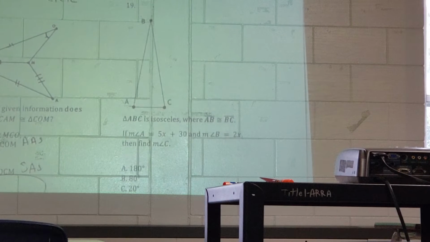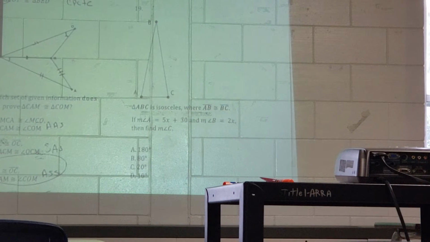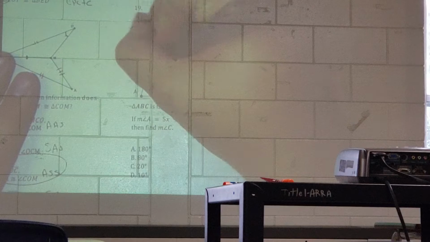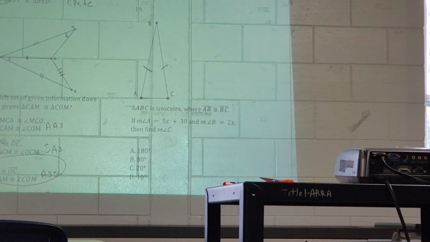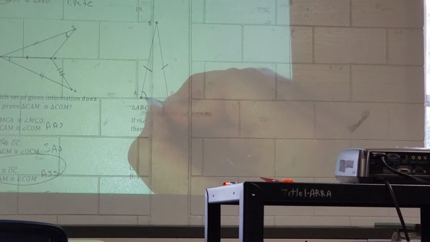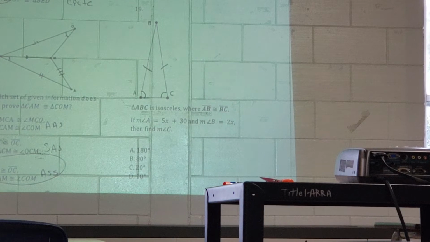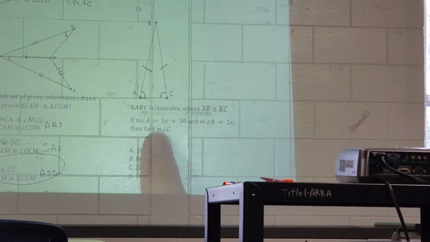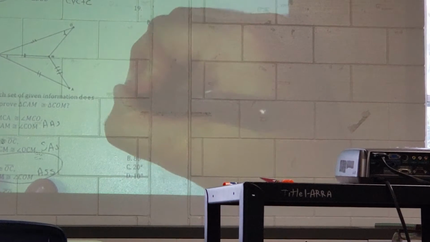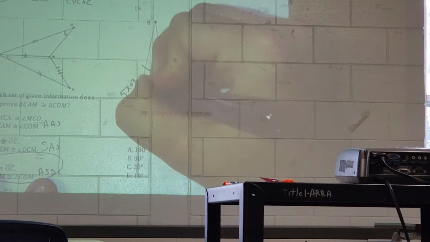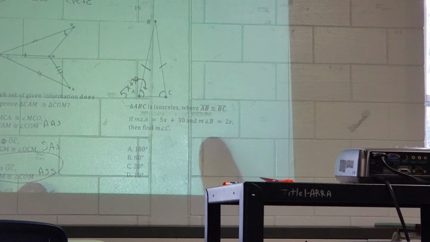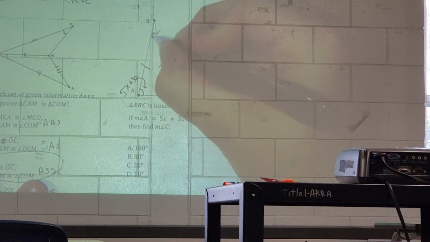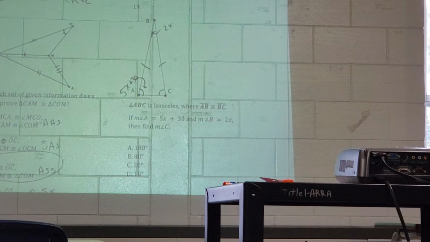Number 19. Number 19 says ABC is an isosceles triangle where AB is congruent to BC. This side is congruent to this side. That's really important because it also tells us that angle A and C are also congruent to each other, which is really important because here it says angle A is 5x plus 30. And it says angle B is 2x. Find the measure of angle C, and they want a specific number.